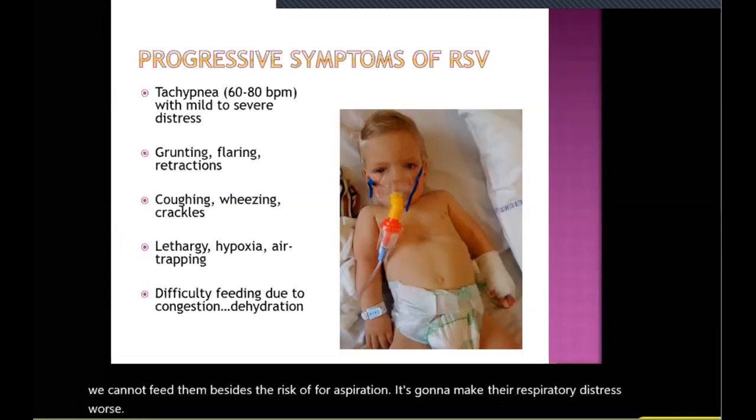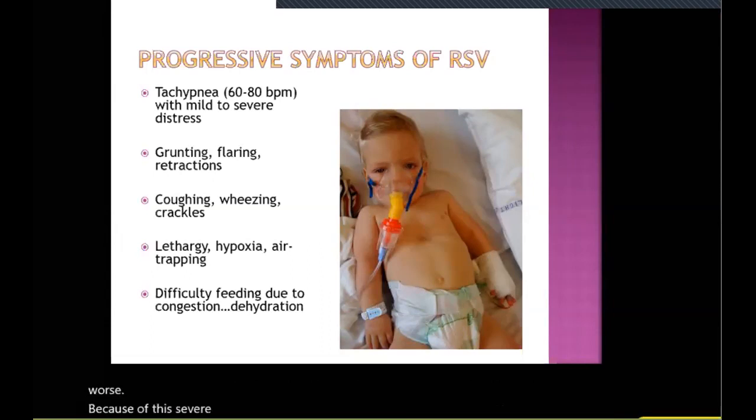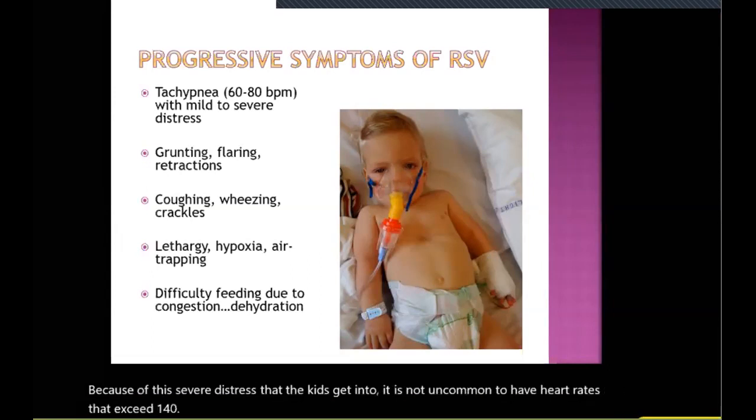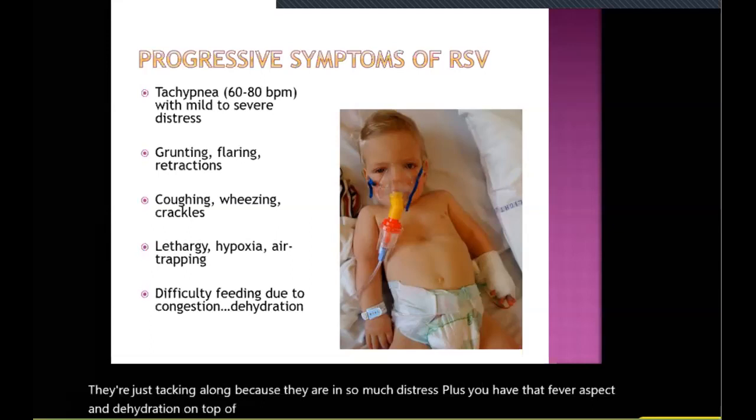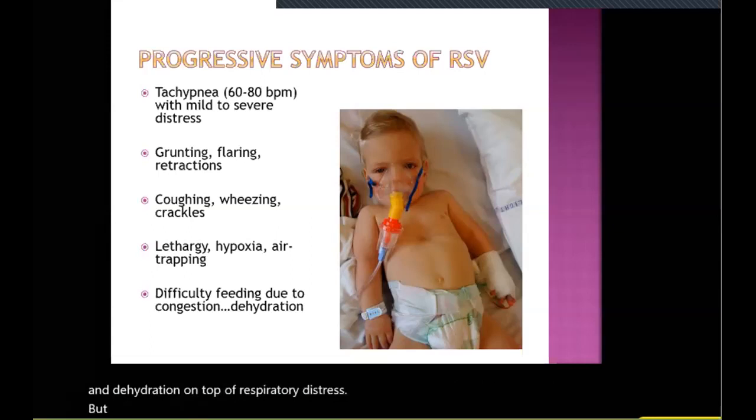Because of this severe distress that the kids get into, it is not uncommon to have heart rates that exceed 140. They're just tacking along because they're in so much distress. Plus you have that fever aspect and dehydration on top of the respiratory distress. But wheezy, crackly lungs, just remember, the wheezier the lungs, the better. If you've got to have a kid that's wheezing, you want to be able to hear the wheezing.